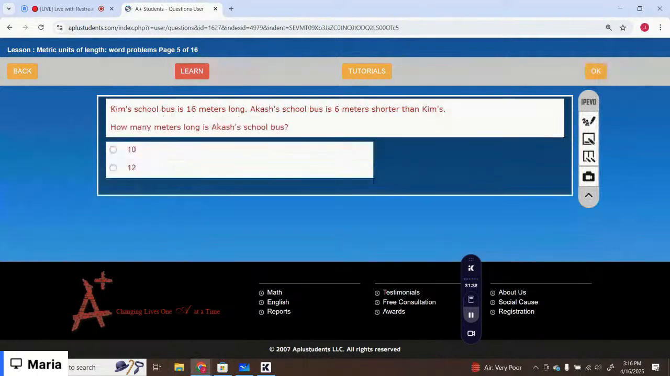Kim's school bus is 16 meters long. Akash's school bus is 6 meters shorter than Kim's. How many meters long is Akash's school bus? So which is the correct option?